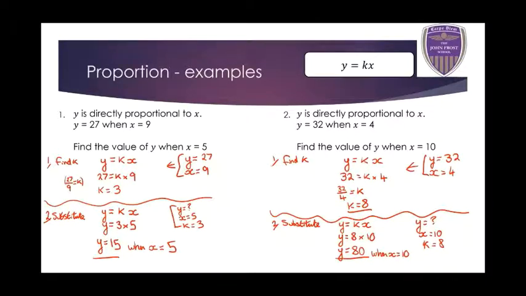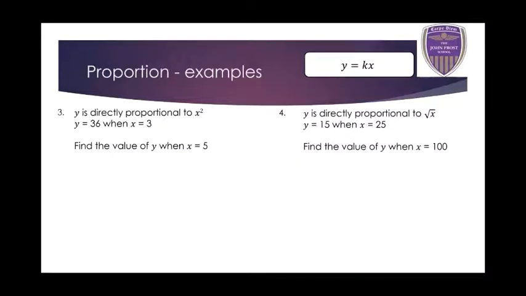Okay? And there's different ways you can make this question harder. So let's have a look at the 2 ways you can make this question slightly harder. So examples 3 and 4, we're told that y is directly proportional to x squared. Now this is going to change our formula only slightly. Instead of writing y equals kx, we're going to write y equals kx squared. Okay, and that's the only difference. Everything else is exactly the same, except we need to remember that whenever we substitute x in, we need to square x.